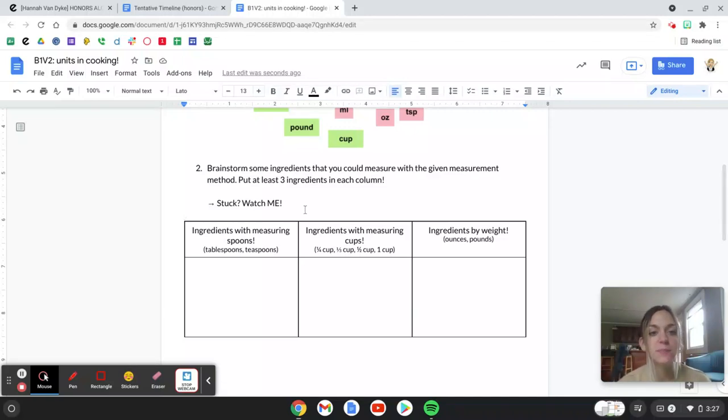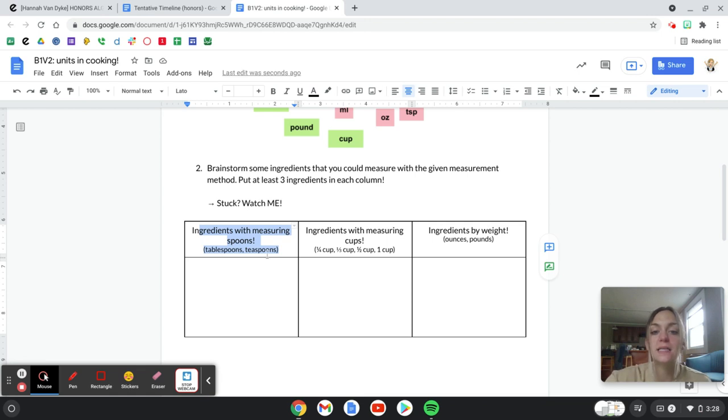All right, number 2 says brainstorm some ingredients that you could measure with a given measurement method. Put at least 3 ingredients in each column. Okay, so this first one says ingredients with measuring spoons. So we're thinking teaspoons and tablespoons. A teaspoon's like this big, a tablespoon's like that big.